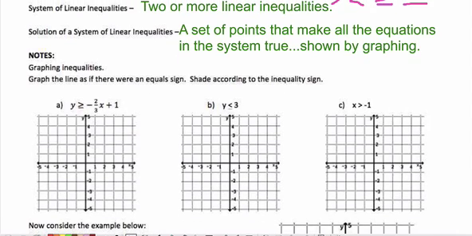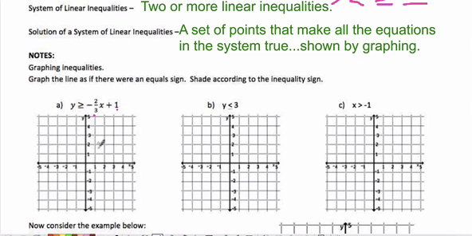First, we're going to look into graphing inequalities. So first, you're just going to graph the line as if there were an equal sign here. So we're just going to pretend like this is an equal sign, and that would be y equals mx plus b, this being the slope, and this being the y-intercept.